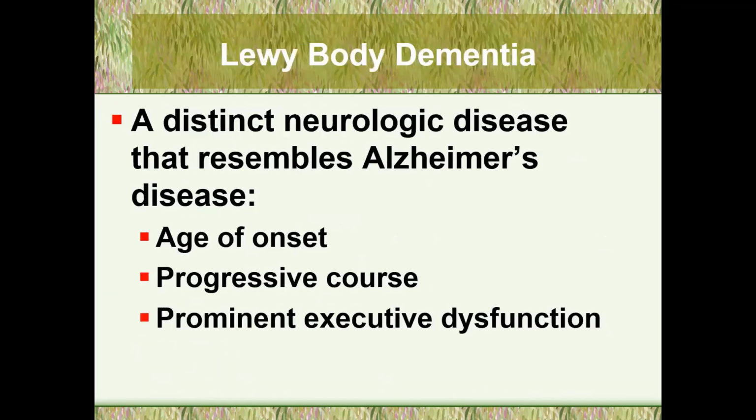Lewy body dementia, some of you may have experience with this. It's not as common as Alzheimer's or vascular. It is a distinct neurologic disease, a disease of the brain, and in many ways it resembles Alzheimer's disease: the same age of onset after age 65, an invariably progressive course, and a prominent problem with executive dysfunction. So those are areas in common with Alzheimer's. Next slide, please.